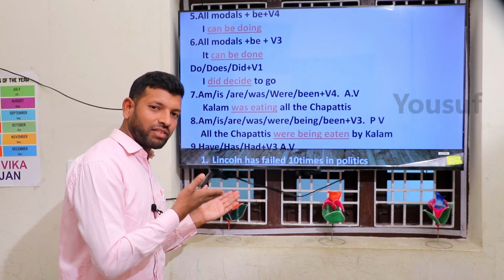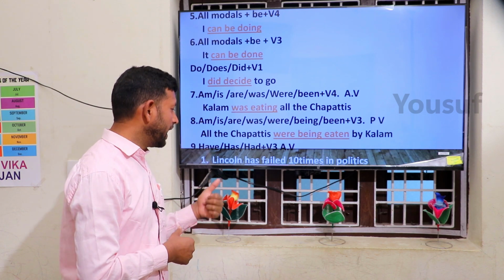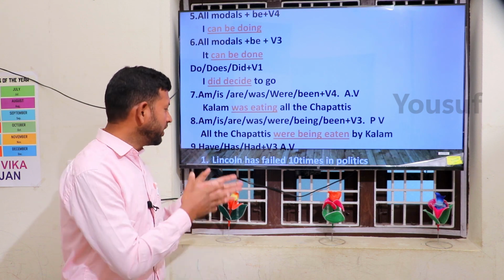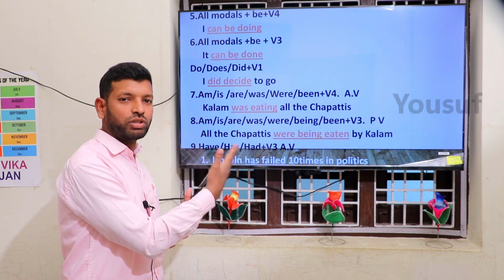So here I have given an example from your textbook. Lincoln has failed 10 times in politics. This is what the 9 clues. Let us go to the 10th one.